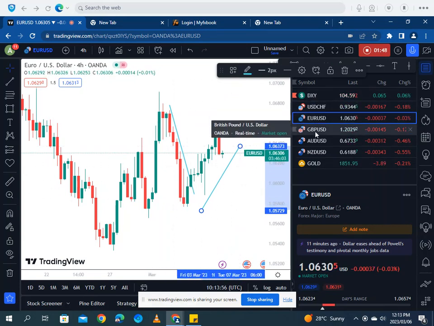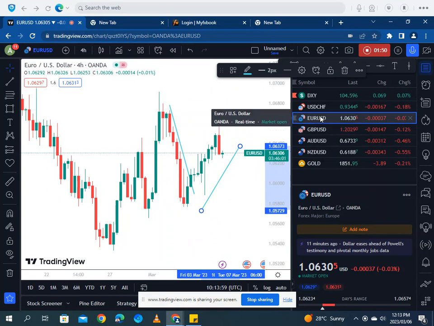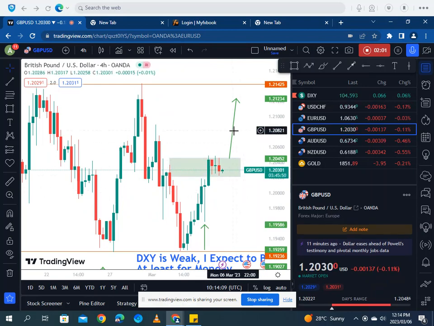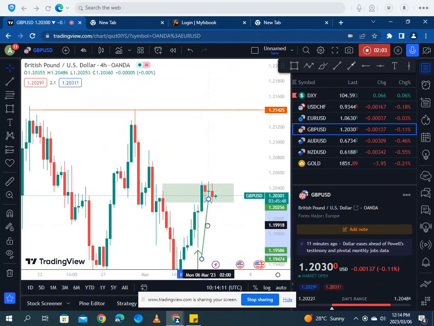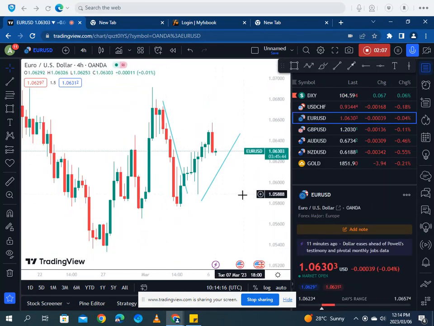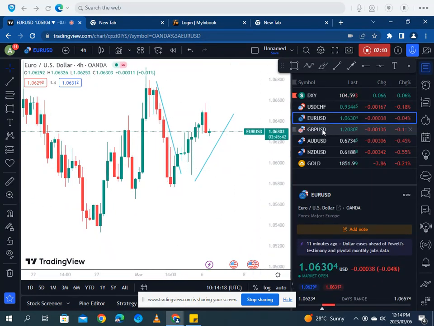Same thing with GBP USD. Euro USD and GBP USD move the same, well, kind of the same, which means whenever Euro USD is pushing to the upside, GBP USD is more likely to be pushing to the upside too. And when it's pushing to the downside, Euro USD is more likely to be pushing to the downside too. So these two move the same, but my point is they all have something to do with the DXY.